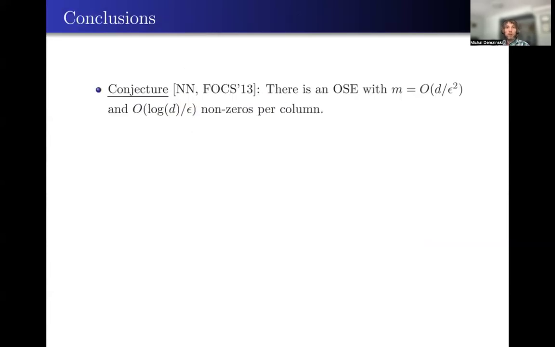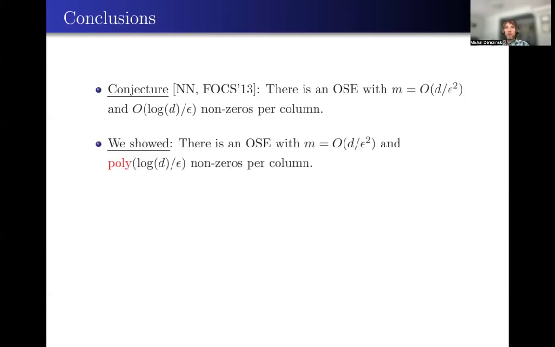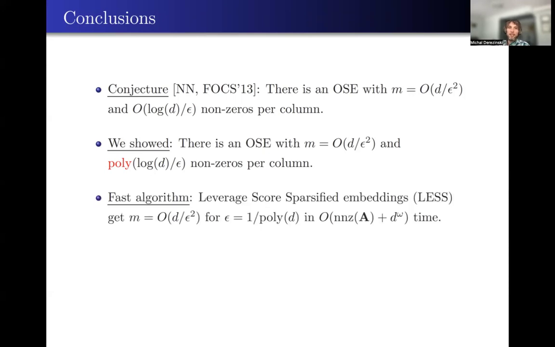Okay, so in conclusion, the focus of this talk was essentially on addressing the following conjecture by Nelson and Nguyen from FOCS 2013, which claimed that there is an OSE with the optimal embedding dimension d over epsilon squared and log d over epsilon non-zeros per column. We are able to show this optimal embedding dimension with poly of log d over epsilon non-zeros per column. So the non-zeros per column is not quite there yet.